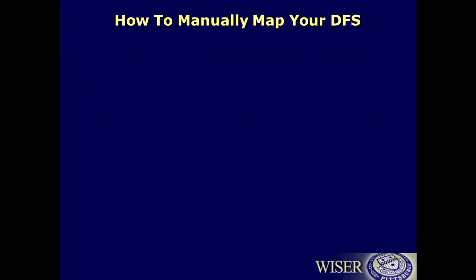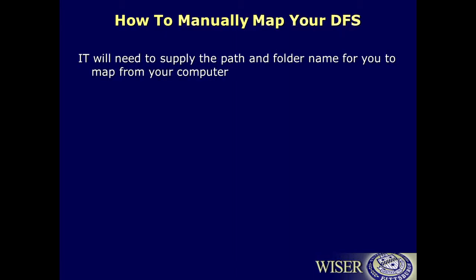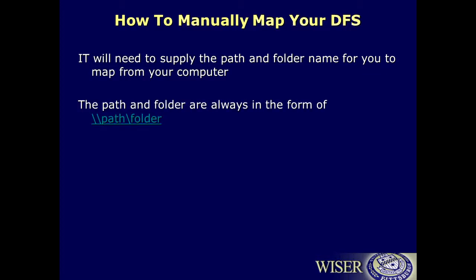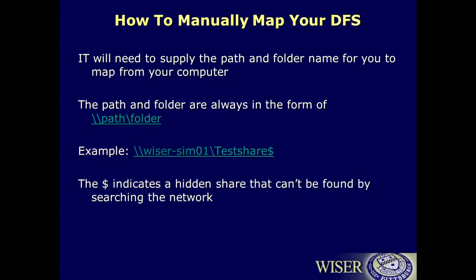In case you are not able to have your DFS auto-map, you will need to map it. Your IT department will need to supply a path and a target shared folder. For this example, we will use a path of WiserSim01 and a target folder of TestShare$. The dollar sign indicates that this is a hidden share, which means it is not visible if a person were to browse the network.